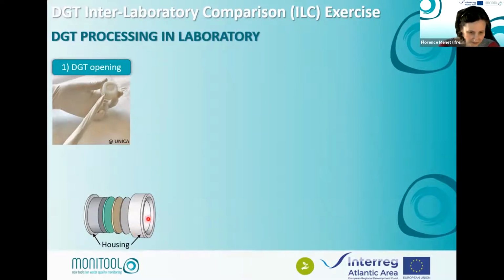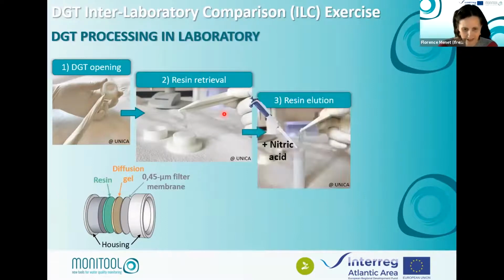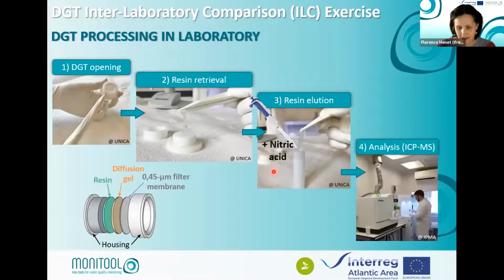So you open the cap here, and then you have to remove the 0.45 micrometer filter membrane at first, and then the diffusion gel, and then you get to the resin that you can retrieve. And you put this resin in a tube and add some nitric acid for the elution of the resin, to get the metals into solution. And then you can perform the analysis, and mostly ICP-MS is used for this type of analysis. So these are the different steps that were investigated in this inter-laboratory comparison exercise.